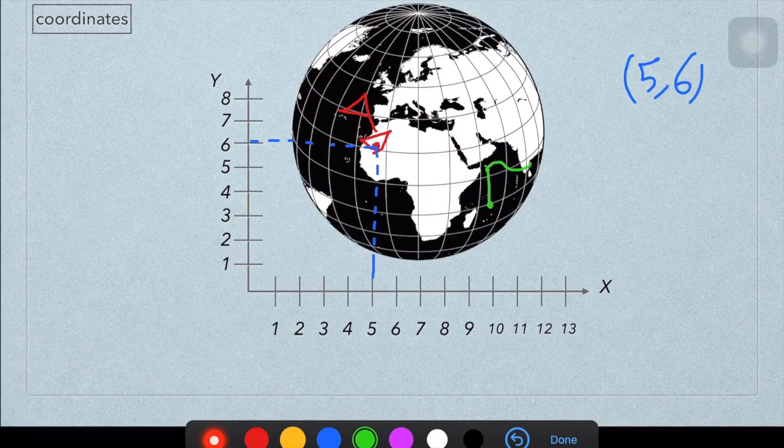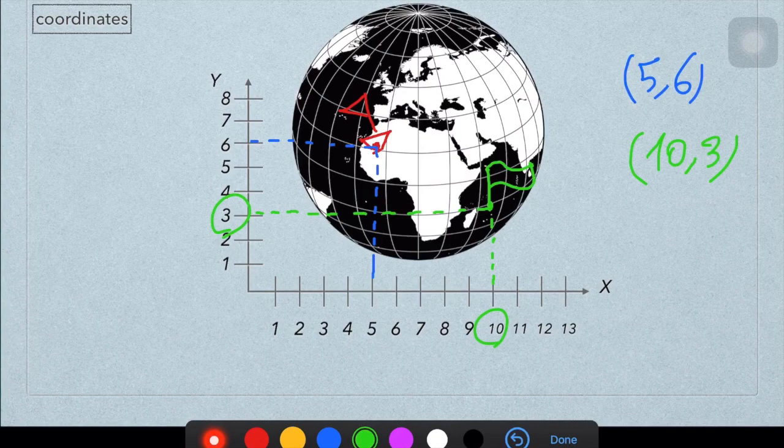Now, could you please determine the location of this flag for me? Well done. Once we continue towards the axis, it is going to be x10 and y3. Brilliant.